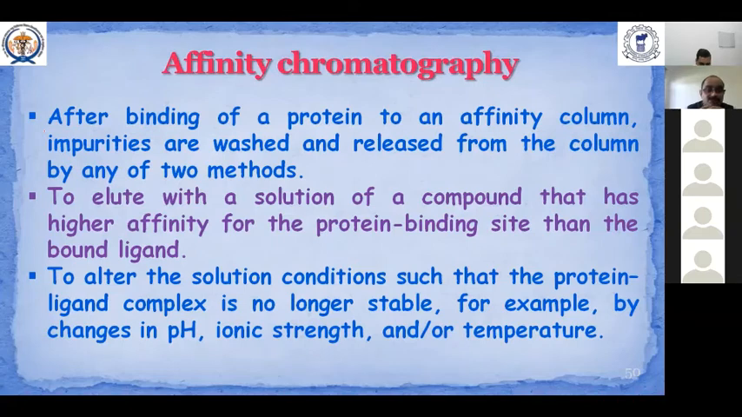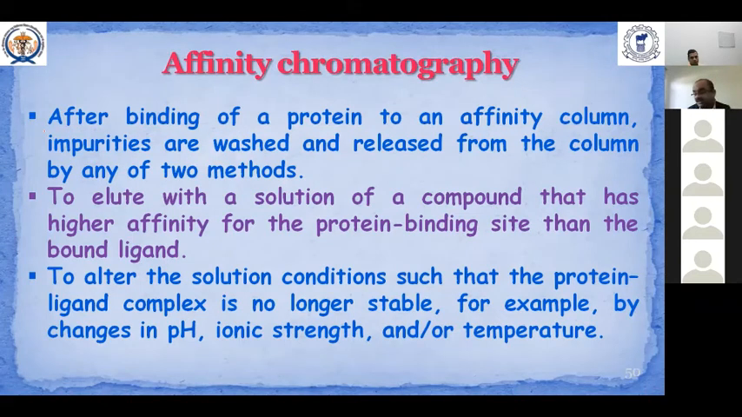But sometimes the proteins or compound to be separated have very high affinity for the binding site, so that the elution becomes very difficult. So in that condition, what is to be done? It is to alter the solution conditions such that the protein ligand complex is no longer stable, for example, by changing the pH, ionic strength as well as temperature.